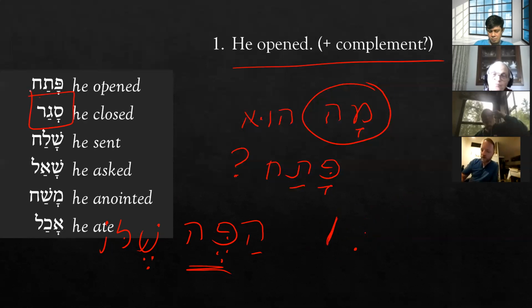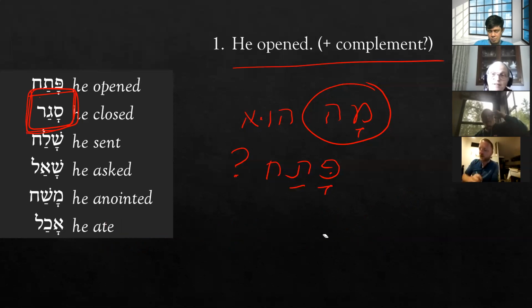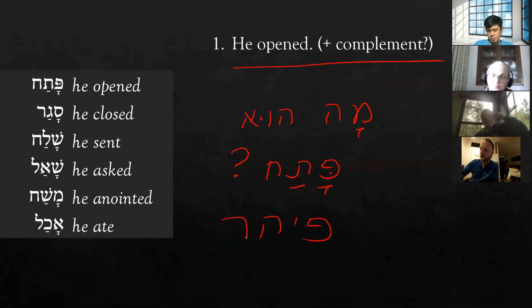If hu patach et piv means he opened his mouth, how would you say he closed his mouth, given right there? Sagar et pi? Mm-hmm. Hu sagar et piv. There's a verse in Isaiah that says the kings of the earth shut their mouths. I believe it's sagu pihem. Pihem is their mouth. You can see that it means their, right? Because it's hem. Pihem. Okay, they closed their mouth.